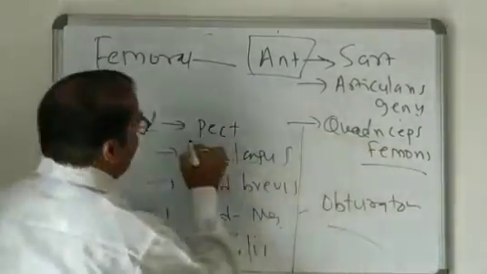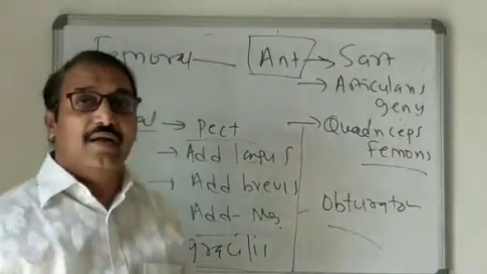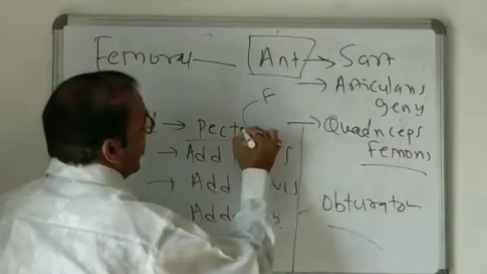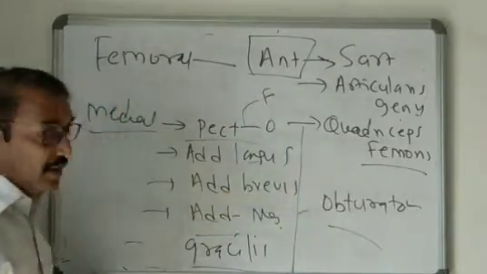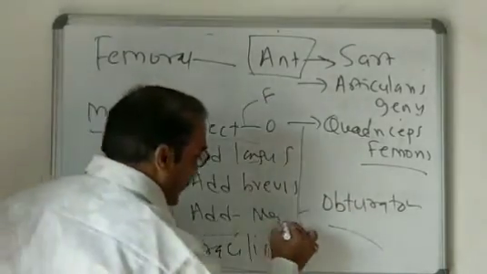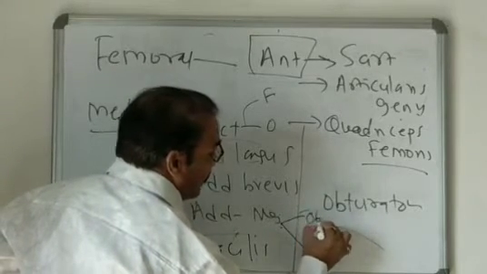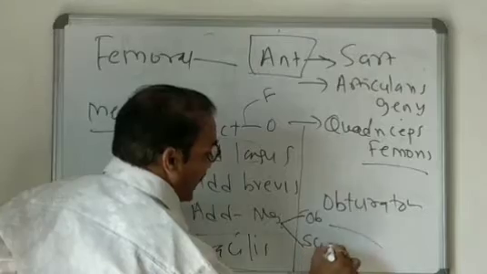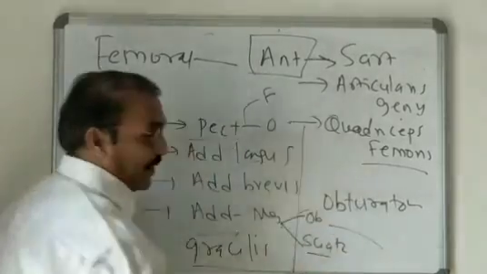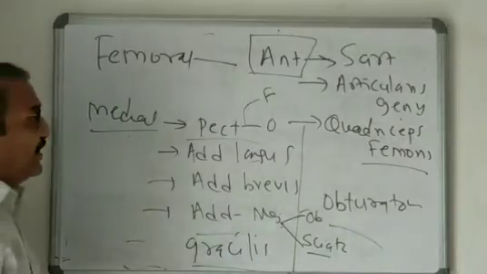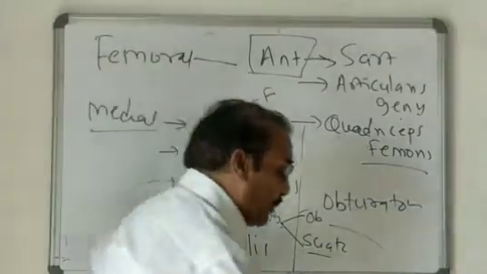Remember, the pectineus muscle has a double nerve supply. It is a hybrid muscle. It is supplied by the femoral nerve and also by the obturator nerve. Like that, the adductor magnus is again a hybrid muscle. It is supplied by the obturator nerve and also by the sciatic nerve. So these are the hybrid muscles. This is the nerve supply to the anterior as well as the medial compartment of the thigh.